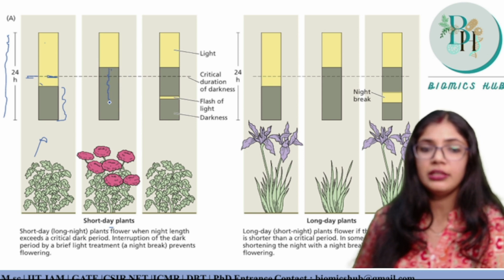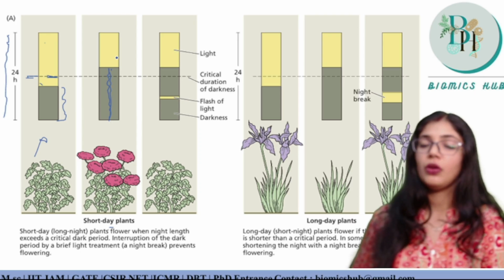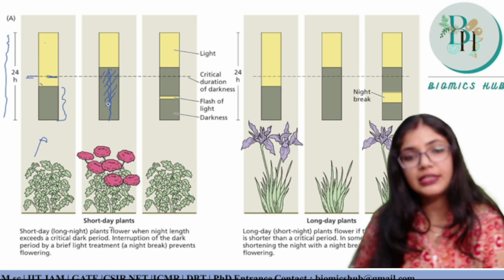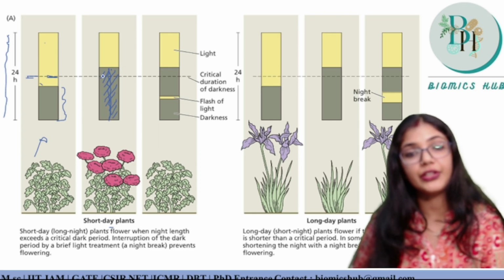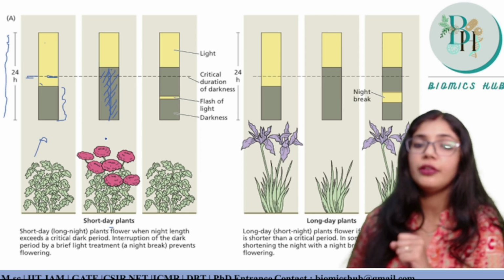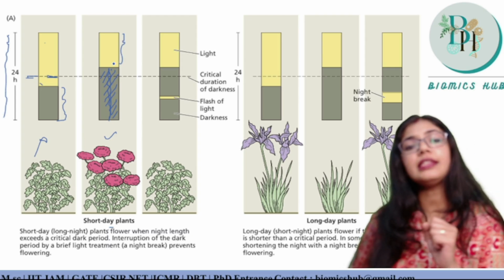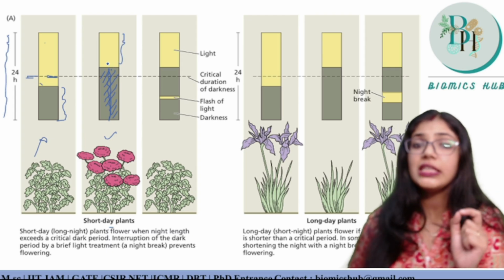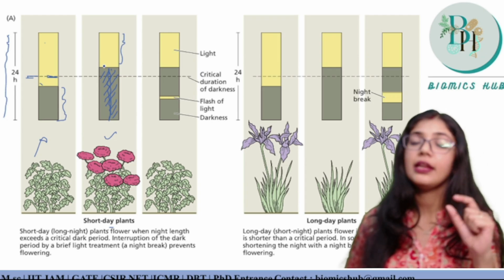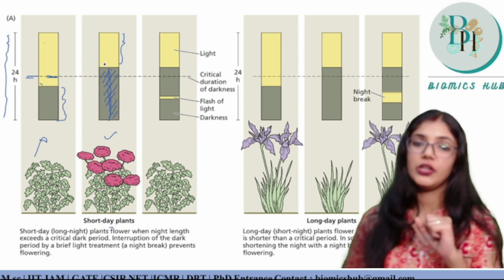Here the dark condition is more. This is the dark condition, and in this case the dark condition is more than this critical period. That is the reason it has the ability to do the flowering. And here the day length or the light condition is less. So this is an example of a short day plant. That means this type of plant requires short day length. It requires more dark condition.